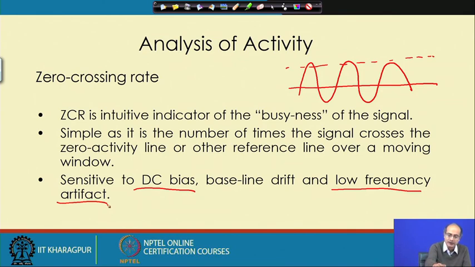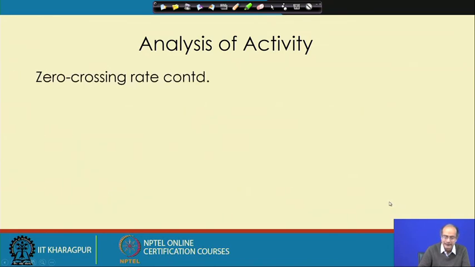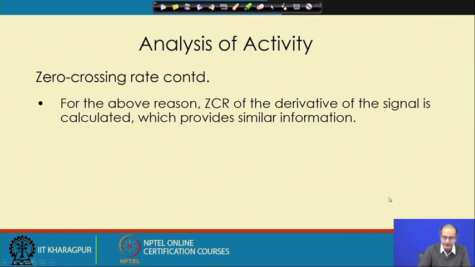So, that is part of the challenge here, and to take care of that, many researchers have suggested that for zero crossing rate, let us take the derivative of the signal and then calculate the zero crossing rate.